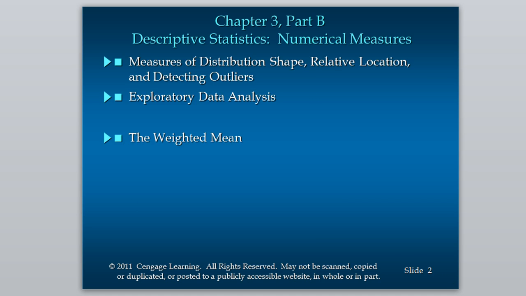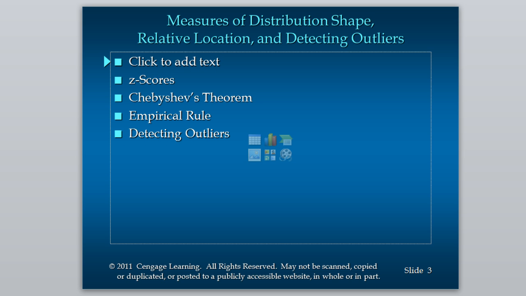Okay, so today we're going to talk about chapter 3 part B. We're going to talk about measures of distribution shape, relative location, and outliers, and we're also going to talk a little bit about the weighted mean. So let's talk about the relative location.